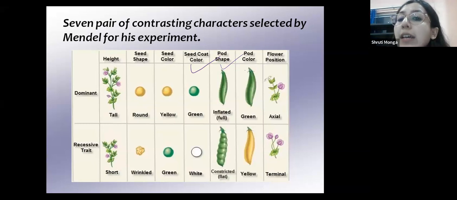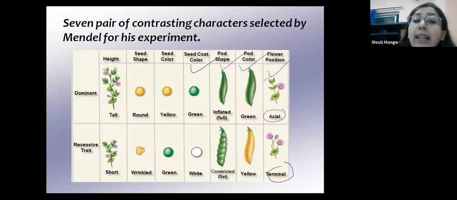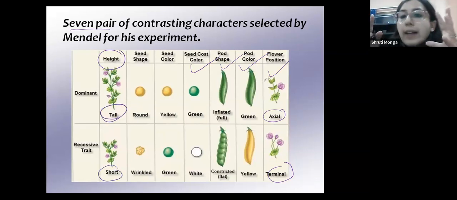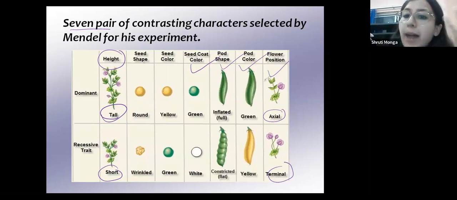He worked with pod color. What is the color of the pod? He worked with the flower position, whether the flower is present at the axial side or the terminal side. Basically, he worked on 7 pairs, 7 contrasting pairs. Contrasting means that one plant was tall and the other was short. He took plants that were opposite in traits, and then he crossed those plants and saw what the next generation comes.